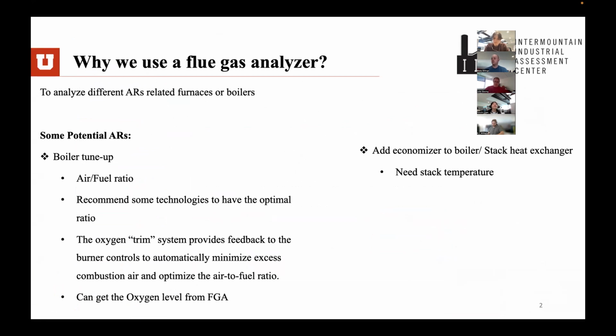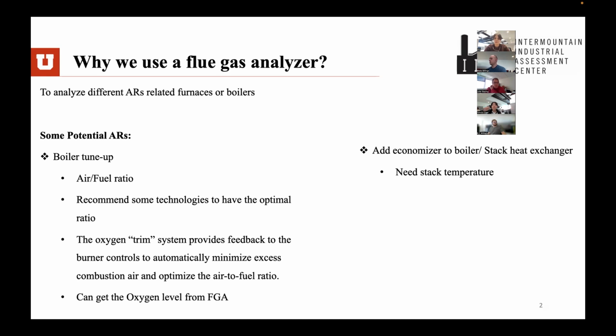We have some different ARs that are related to knowing the specification of flue gas. For example, some of those ARs are boiler tune-up or add economizer to boiler. If we're having a boiler tune-up AR, we're actually looking for an optimum air to fuel ratio, and that's the main thing that we should consider for boiler tune-up.